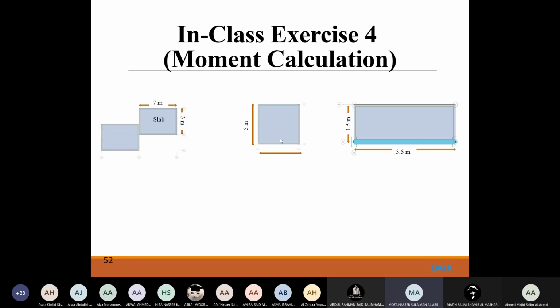The question, exercise number 4. What about it? The first drawing on the left side. What is the meaning of those 2 squares? It means that there are 2 slabs, and I want you to draw for this slab.